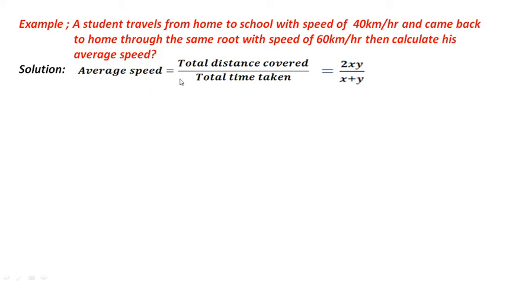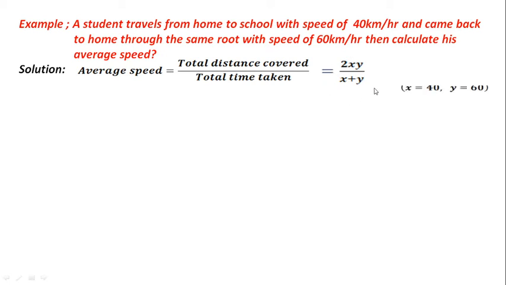The average speed formula is nothing but total distance covered divided by total time taken. That is equal to 2xy divided by x plus y, where x and y are the two different speeds. This formula is applicable only if the distance is constant. I hope you got this. In this case the distance is constant while traveling from home to school and while coming back from school to home.